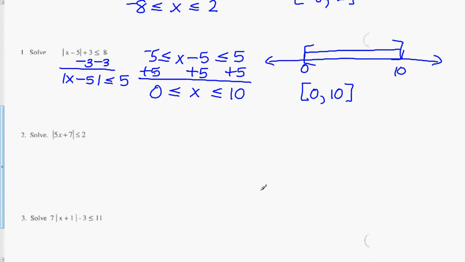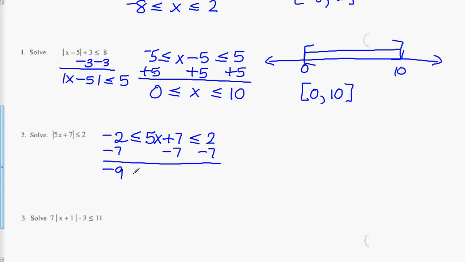Okay, the next one already has that absolute value isolated. So I just need to come over here and put 5x plus 7 in the middle of 2 and negative 2. In all these examples, we've had less than or equal to, and so I'm having brackets on all my graphs because of that. Okay, I'm going to subtract 7 everywhere for my first step. I'm going to have negative 9 is less than or equal to 5x, less than or equal to negative 5.